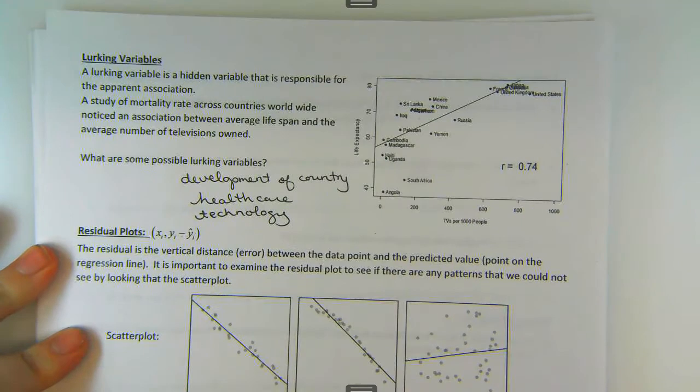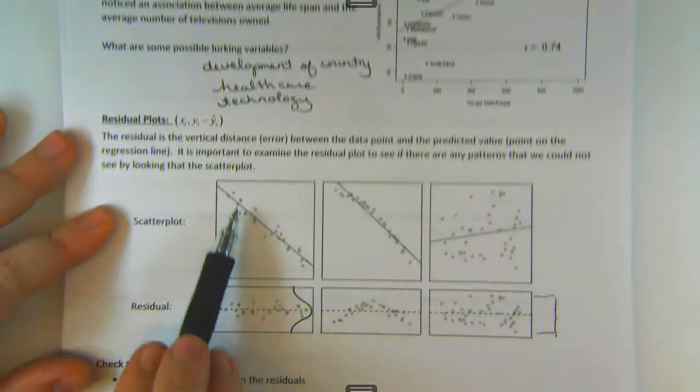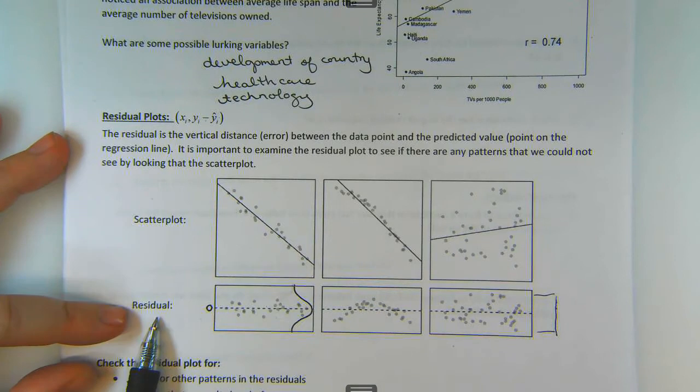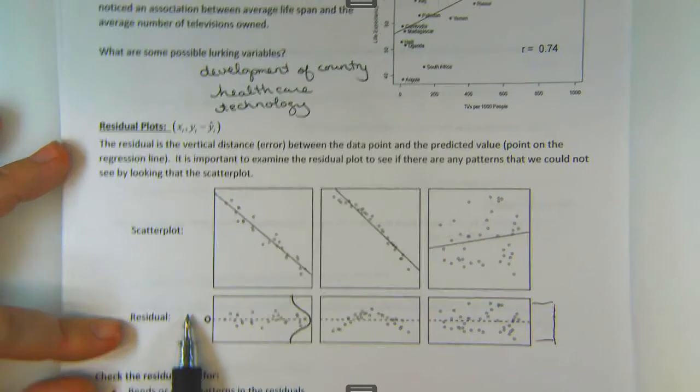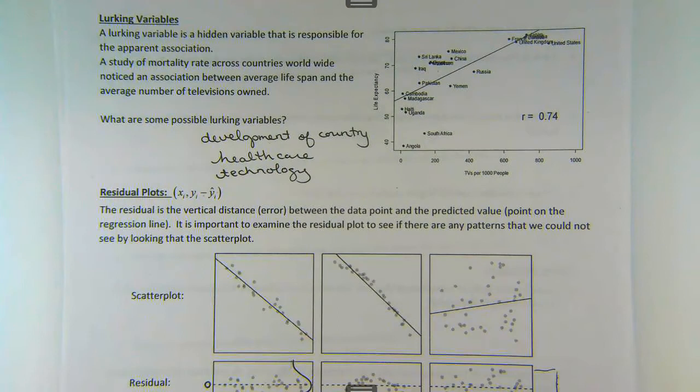So our conditions to check: make sure the scatter plot appears linear, and just to confirm it is linear, double check that residual plot and make sure it's looking fairly normally distributed around that line of 0. And then also just be careful of those lurking variables.